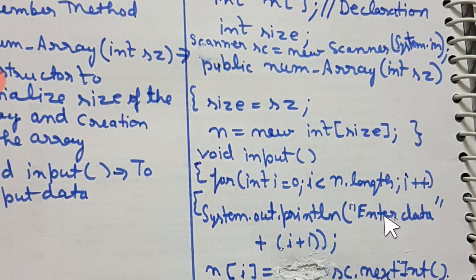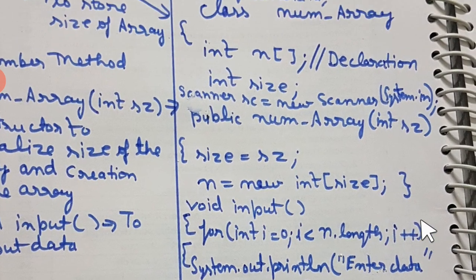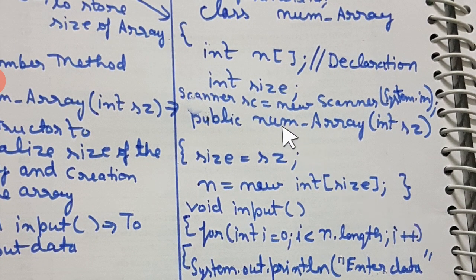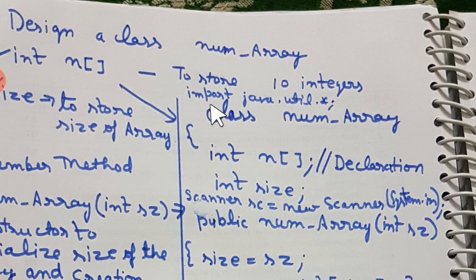After that, students, we have here the statement to input. So n square bracket i. I is initially 0, so the data will be assigned to the 0th location of the array n. I have taken sc.nextInt here, and this is coming through this sc. Sc is the object of the scanner, everybody is aware of that. And for the scanner, I have already written here import java.util.asterisk semicolon.